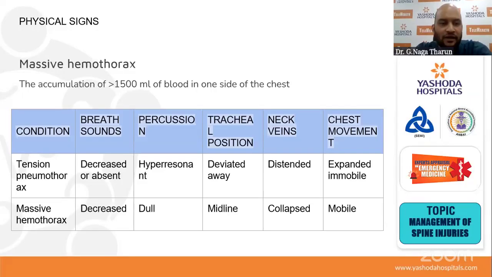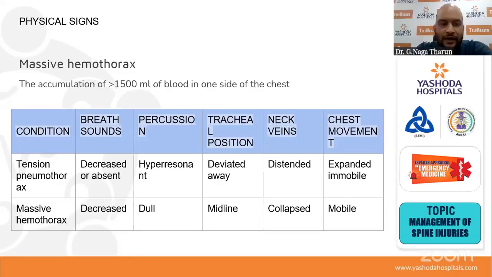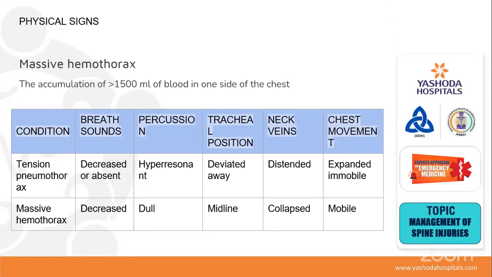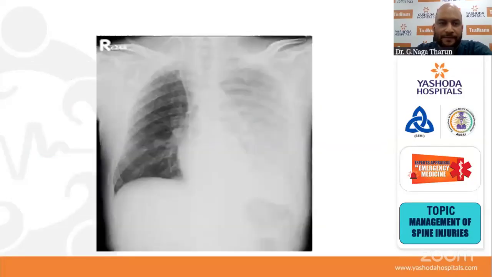Tracheal position: in tension pneumothorax, it is deviated away, because the opposite lung is collapsed. That's why the trachea is deviated to the opposite side in tension pneumothorax. In massive hemothorax, the trachea is midline. Neck veins are distended in tension pneumothorax, and collapsed in massive hemothorax. Chest movements are expanded and immobile in tension pneumothorax, while in massive hemothorax mobile movements will be there.